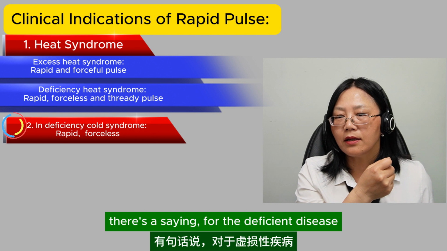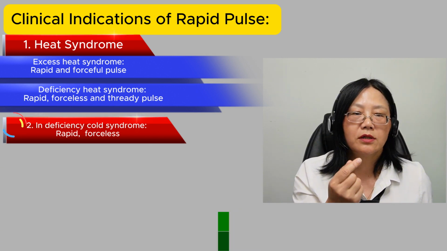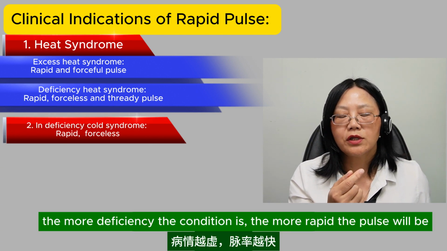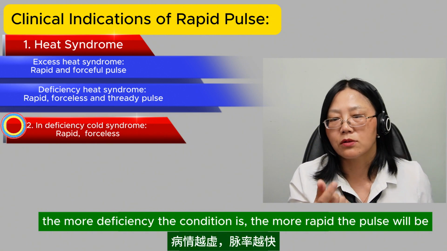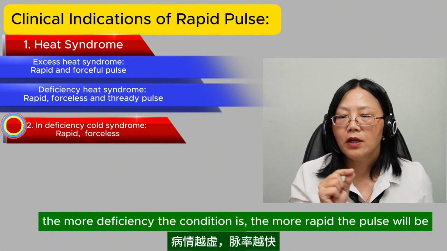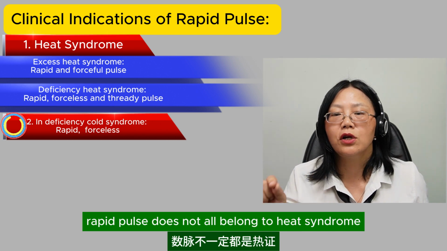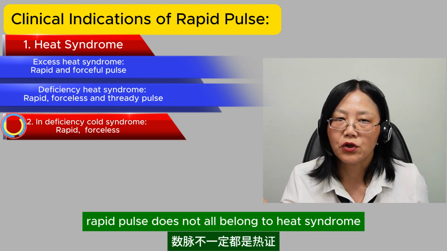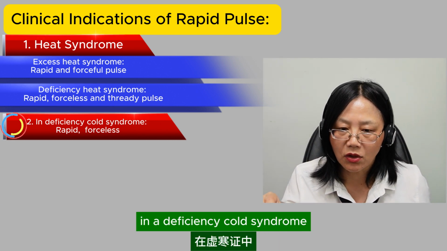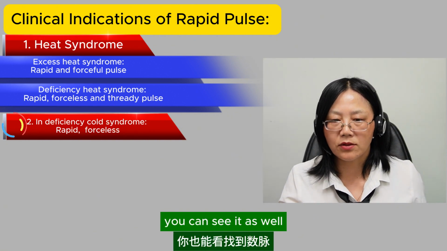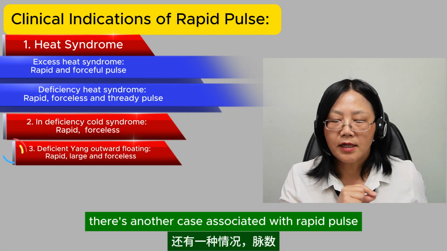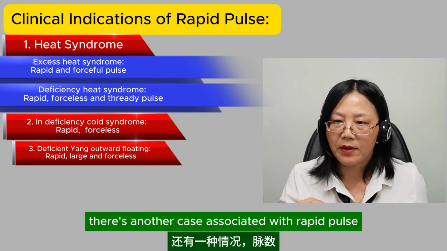There's a saying for the deficient disease. The more deficiency the condition is, the more rapid the pulse will be. Therefore, we know rapid pulse does not all belong to heat syndrome. In a deficiency cold syndrome, you can see it as well. There's another case associated with rapid pulse.